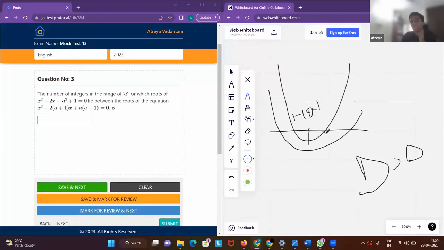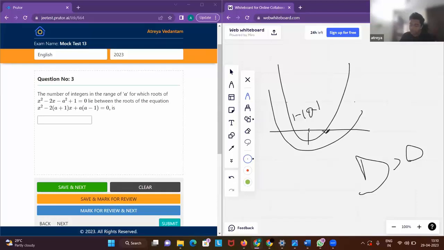Now we'll try to find out the roots of the second equation. So the second equation gives 2 into (a plus 1) plus or minus square root of 4 into (a plus 1) the whole squared minus 4 into (a minus 1), divided by 2. So the 2 cancels.